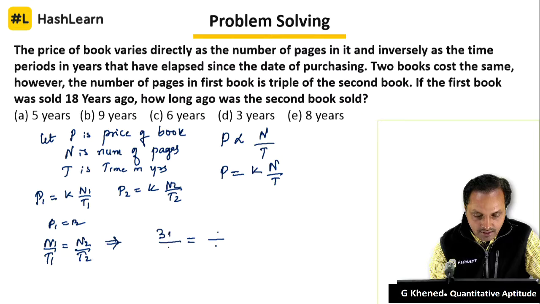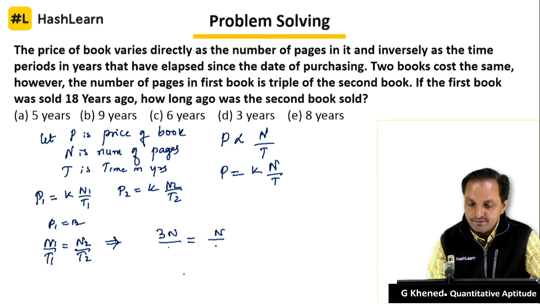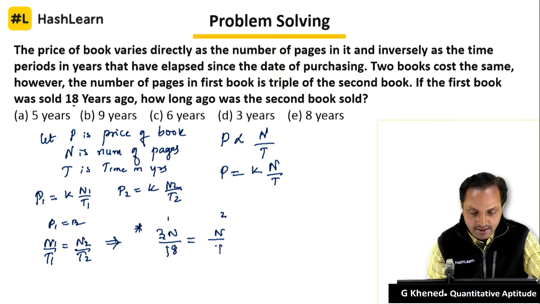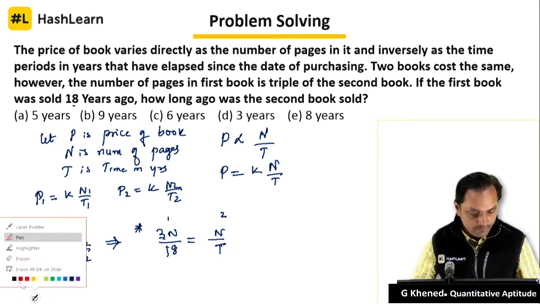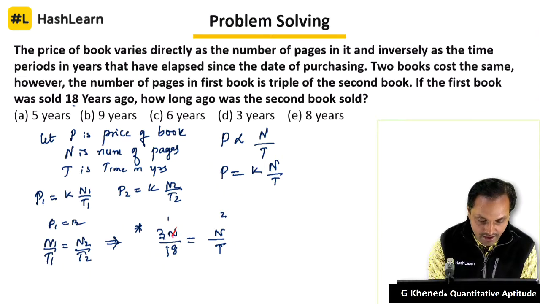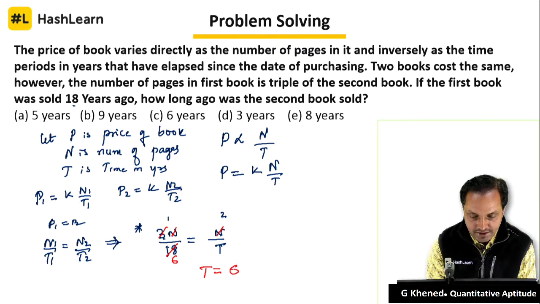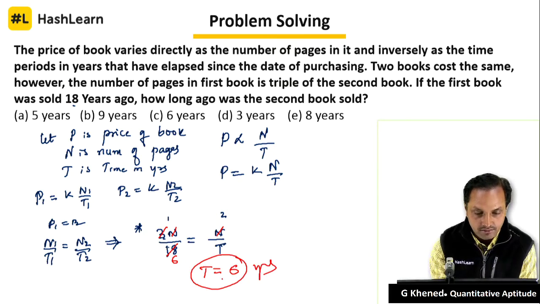The first book is 3 times N. This is the first and this is the second. If the number of pages in the second is N, then the first book will be 3 times N. This is one very important step. And 18 years ago, this is 18 and this fellow will be the time. You can just cancel the terms. N will cancel with N, 3 ones are 3, 6 threes are 18. So your T will be equal to 6, which is option C.